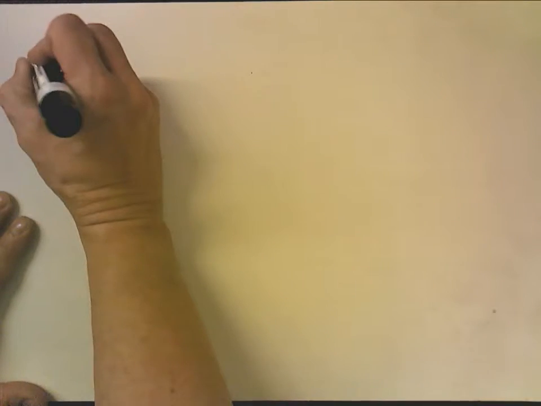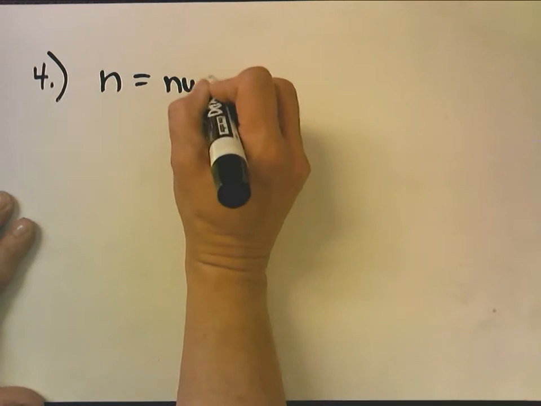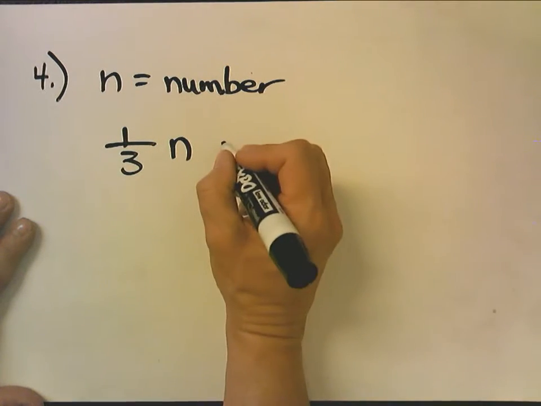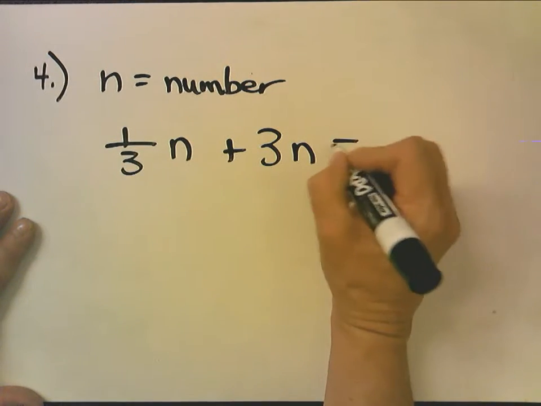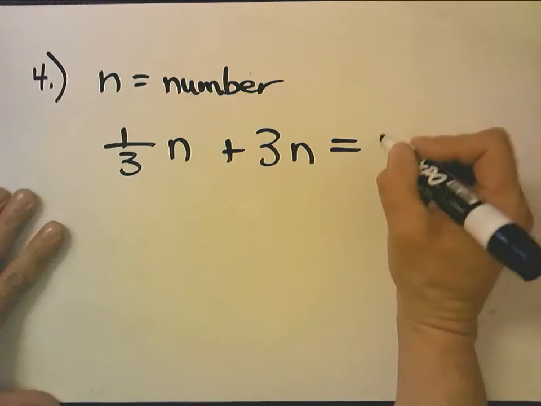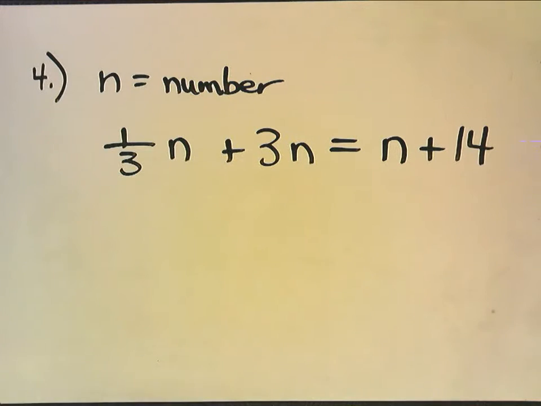Okay, now the next one we're going to do is number 4. Number 4 says 1/3 of a number. Well, I'm going to let n equal the number. And 1/3 of a number would be 1/3 n plus 3 times the same number is the same as, well, that means equals that number n plus 14. So I just let n equal the number and I translate across.